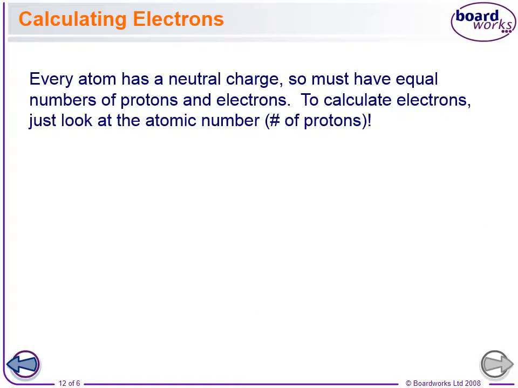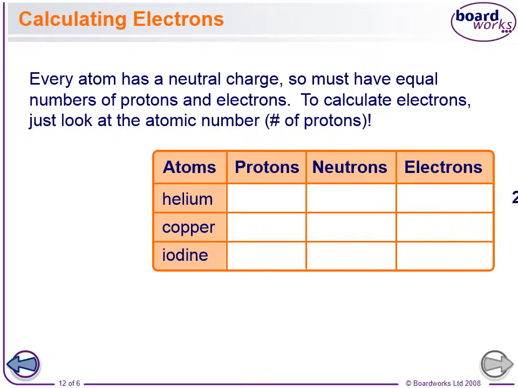Okay, now how do we calculate electrons? Every atom has a neutral charge, so it must have equal numbers of protons and electrons. Remember, neutral is the same as saying 0. If we want to get 0, and we have positive and negative numbers, our integers, you would take positive 3 and negative 3 and add them together, and they cancel out. So because every atom has no charge, you have to have equal numbers of protons and electrons. What that means is if you know the number of protons, you also always know the number of electrons because they're equal.